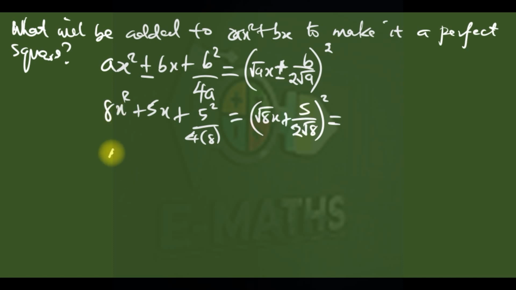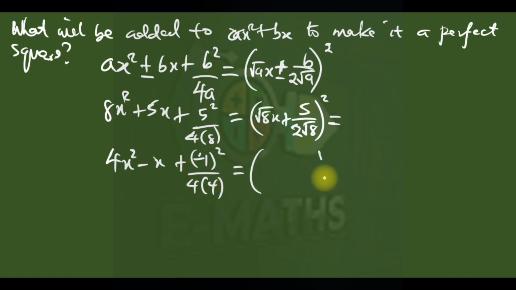Or maybe if you have 4x squared minus x, what will be added to this to make it a perfect square? Just b squared, which is minus 1 squared over 4 times 4. So what will you get? The square root of 4x squared is 2x. What you have here is minus the square root of 1 squared is 1, and the square root of 16 is 4. So that's it, all squared. Do you see it? So that's the knowledge we use here.